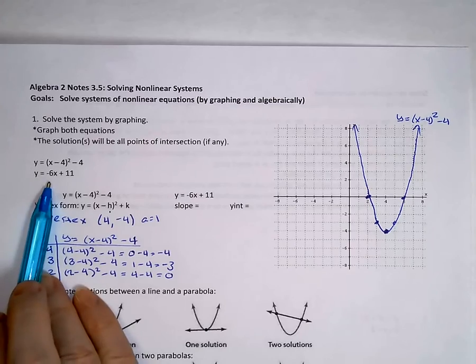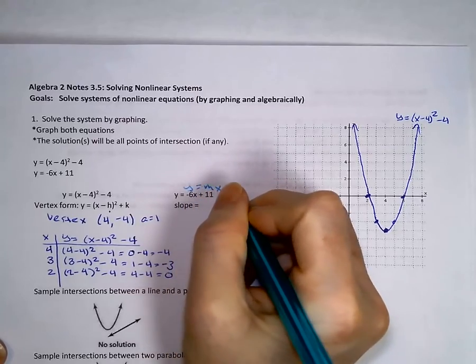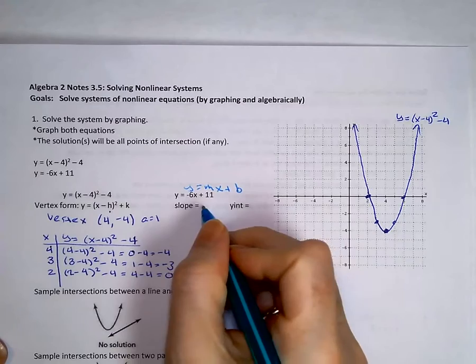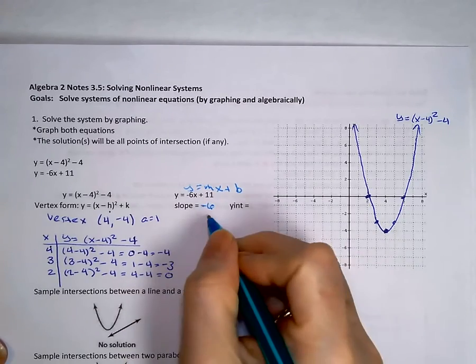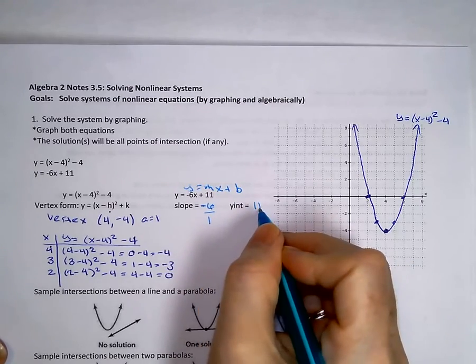My next equation happens to be a line. I don't see anything squared, just an x, and that looks a lot like slope-intercept form, one of our best friends for graphing. And that means that our slope is -6, which is being multiplied by x. And it's always nice to think of slope as rise over run, so -6 over 1. And our y-intercept is the constant being added of 11.